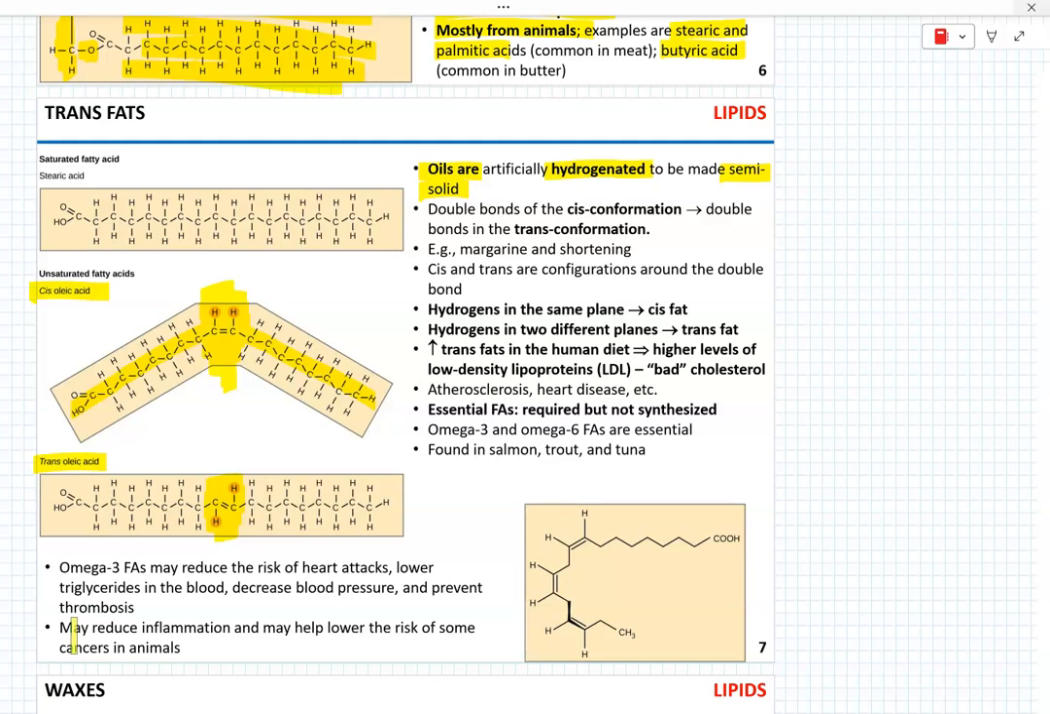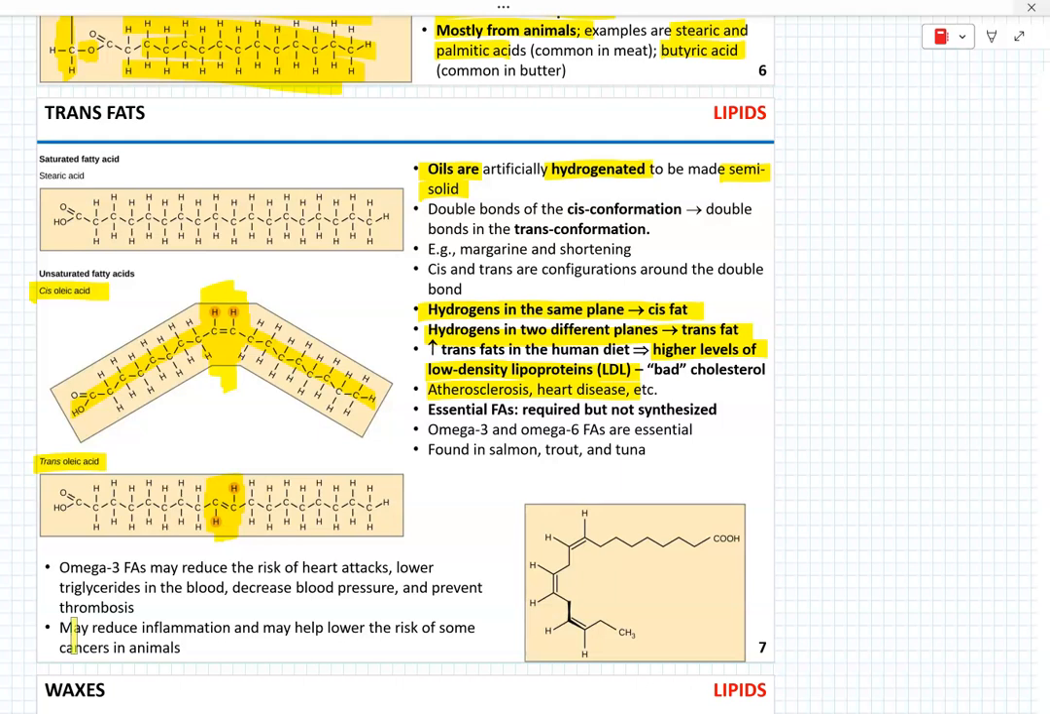Turns out that when hydrogens are located in the same plane and they form regular liquid oils, cis fat, they are good for cardiovascular health. Hydrogens in different planes, trans fat, semi-solid, actually significantly increase the risk of atherosclerosis and heart disease. These trans fats specifically raise the level of what we call low-density lipoproteins, LDL, or bad cholesterol.